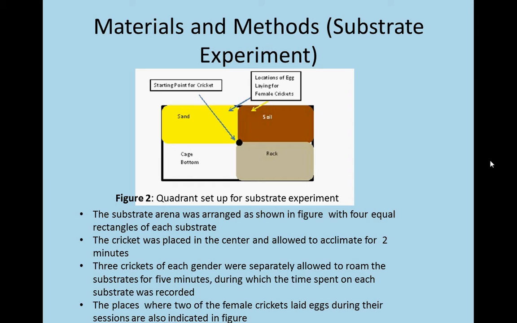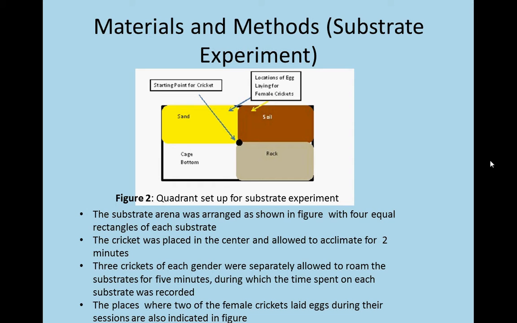In the substrate experiment, a terrarium with four equal quadrants of sand, soil, rock, and cage bottom was constructed, and 3 females and 3 males separately were allowed to roam the substrates, first for an acclimation period of 2 minutes, and then for another 5 minutes while their time on each substrate was recorded. The crickets were deposited in the middle of the substrate so that they could choose which one to go to first.